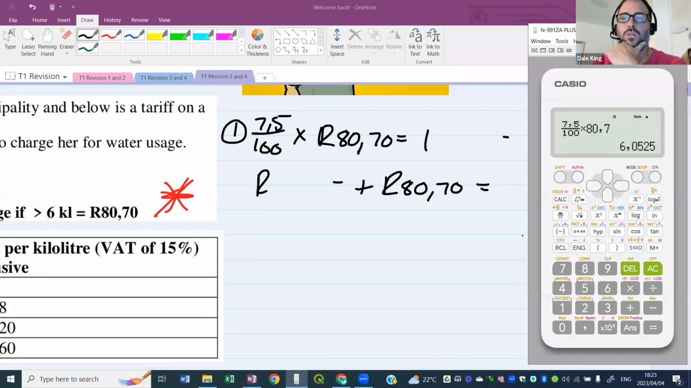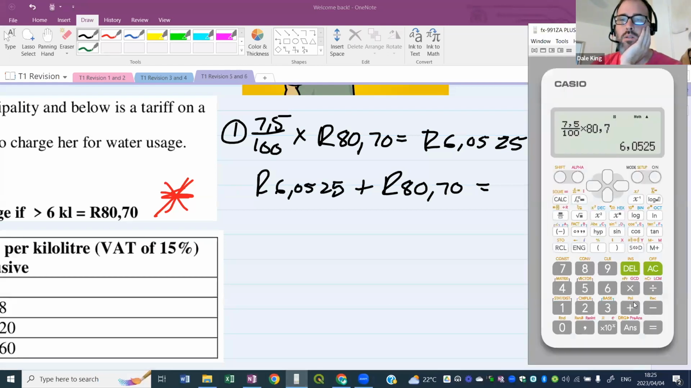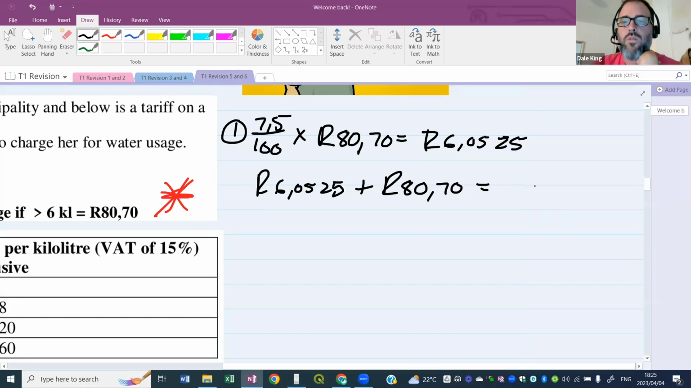Okay, so 6,0525. Let's add that onto the 80 now. 6.0525 plus 80.7 is 86.75. Rounding off to two decimal places, the second decimal is a 5. Look at the number next to it, which is a 2. That's not going to change the 5, so 86.75 is fine.